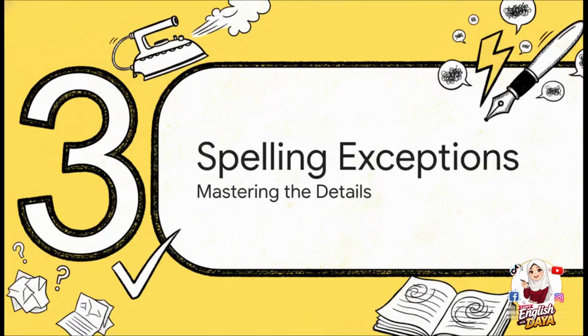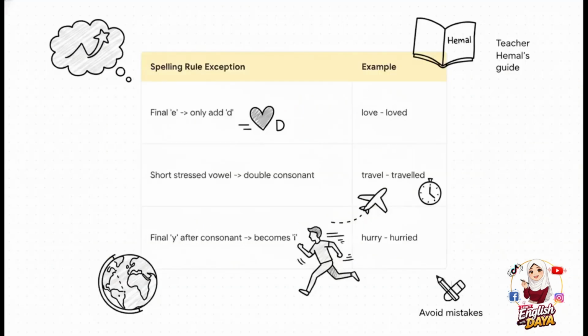Section 3. Tricky spelling exceptions. Mastering the details. English wouldn't be English without a few sneaky spelling exceptions, would it? Let's iron these out so you can write flawlessly. We've got 3 quick rules from Teacher Hamill's guide. First, if a verb already ends in a final E, don't add another E, just add the D.